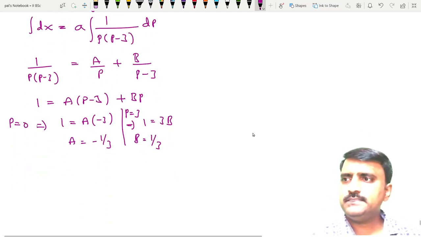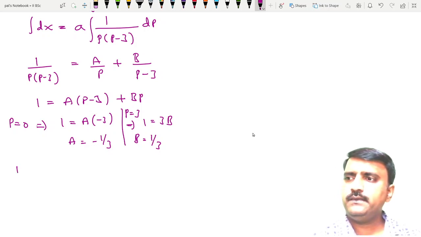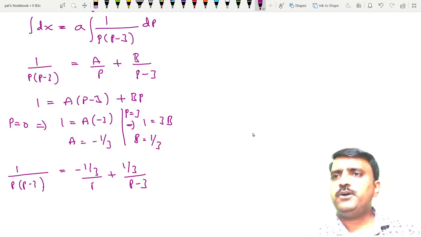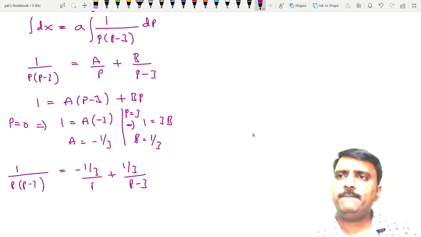So now you take this as 1 by p into p minus 3, which can be written as A, that is minus 1 by 3 by p plus 1 by 3 by p minus 3. Okay, so if partial fractions are not needed, you can do like this.